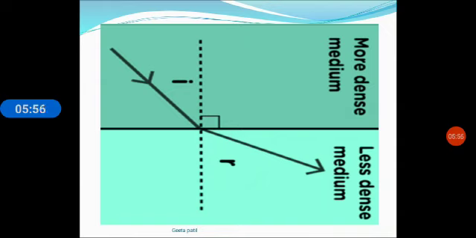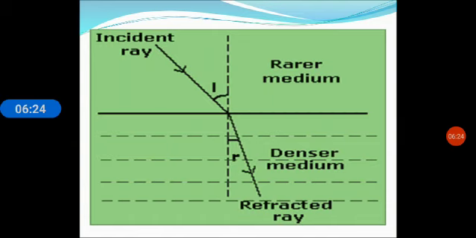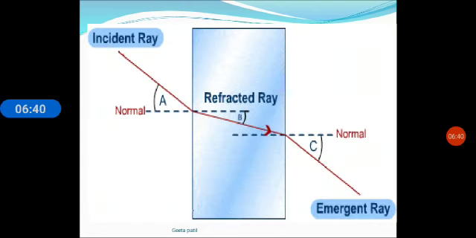When the light is moving from more dense medium to less dense medium, or when the light is transferred from denser medium to rarer medium, the refracted ray bends away from the normal, that is, the angle of refraction increases. In case when the light travels from rarer medium to denser medium, the refracted ray bends towards the normal, that is, the angle of refraction decreases. Here we can see both the cases.